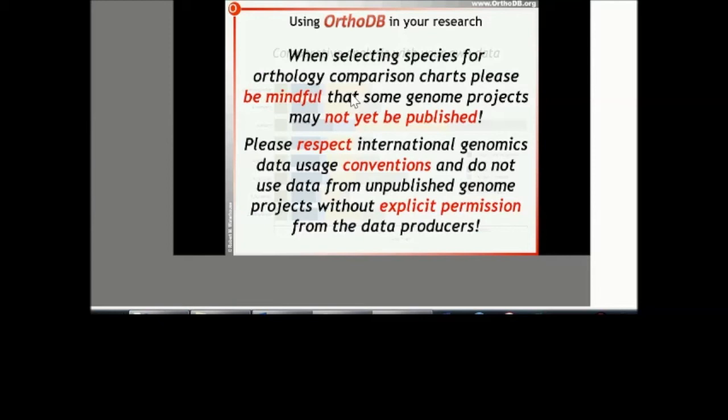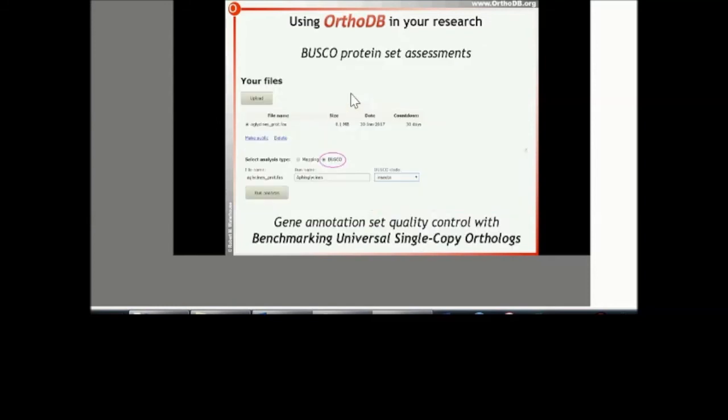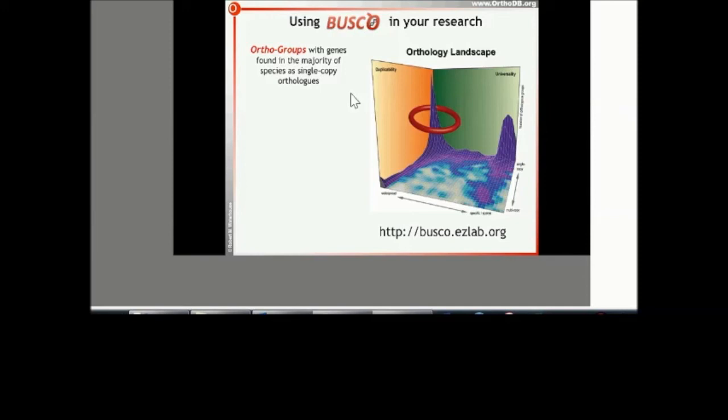Lastly, you may have noticed, as well as being able to perform orthology mapping, you can also perform a BUSCO assessment with benchmarking universal single copy orthologs. At the moment, this is just for protein sets, not for genomes. BUSCOs, for those of you who are not so familiar, are selected from orthologous groups with genes that are found in the majority of species as single copy orthologs. This leads to an evolutionary expectation that they should be found in any newly sequenced and annotated genome, and they should be found as single copy orthologs.